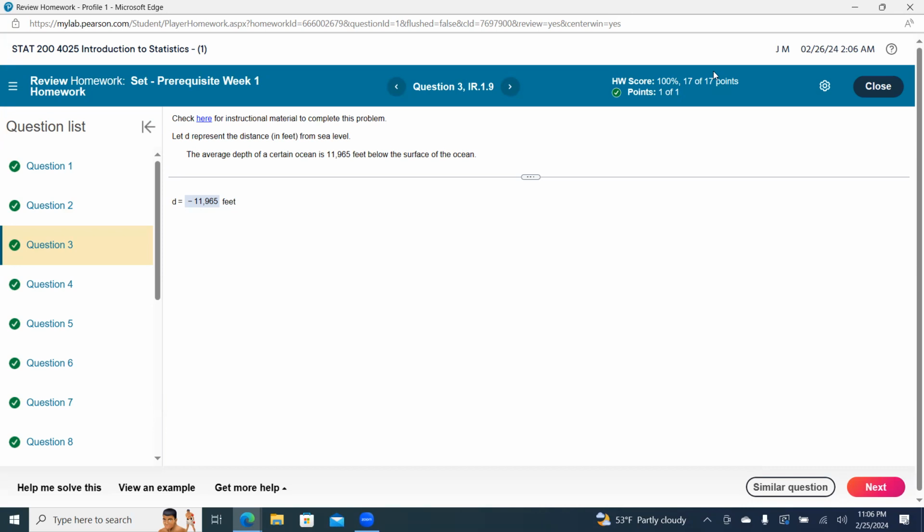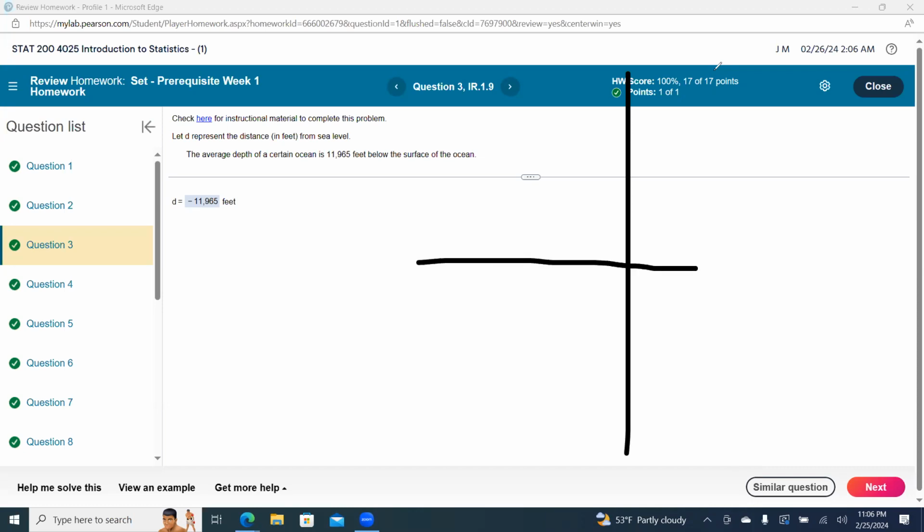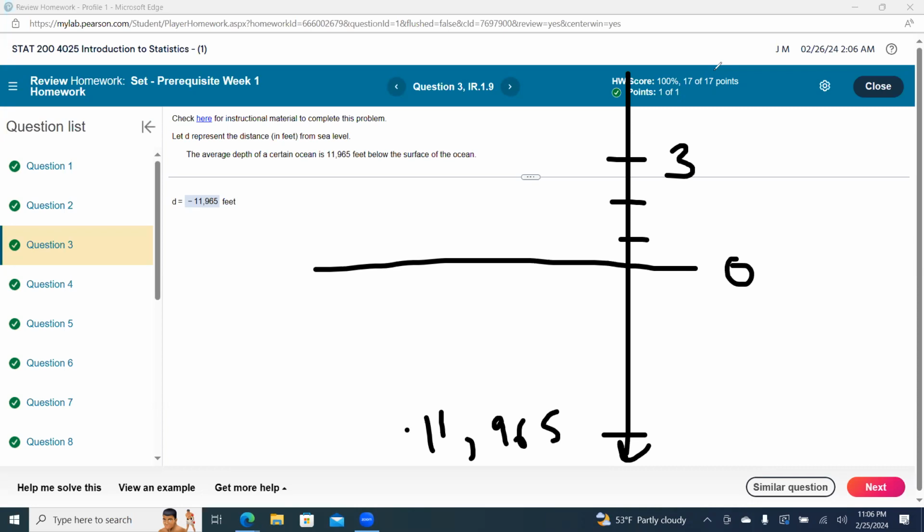Okay, so let d represent the distance in feet from sea level. So that's interesting there. Of course we've already gone through that, but they're having us do a number line. They do this a little bit and it confuses people because sea level is 0. So anything above that is a positive number. But if we go way below, 11,965 feet below sea level, they're going to mark it as a negative number simply because that's negative.